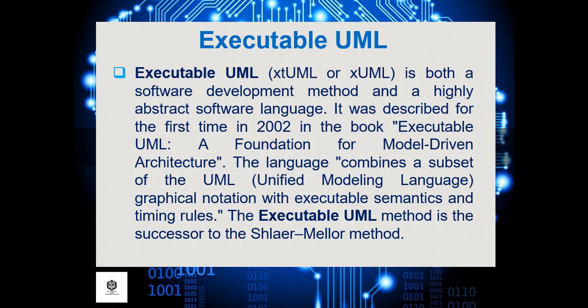Executable UML. Executable UML, or xtUML or xUML, is both a software development method and a highly abstract software language. It was described for the first time in 2002 in the book Executable UML: A Foundation for Model-Driven Architecture. The language combines a subset of the UML, or Unified Modeling Language, graphical notation with executable semantics and timing rules. The Executable UML method is the successor to the Shlaer-Mellor method.